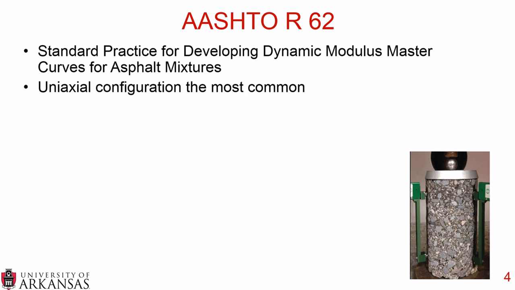Now, something that should pop right out at you, however, is it's very difficult to get a sample like this from the field because the size of the sample itself is not conducive to the size of the layers that are placed in the field for asphalt concrete. But at this point, let's just talk about the uniaxial configuration being the most common.